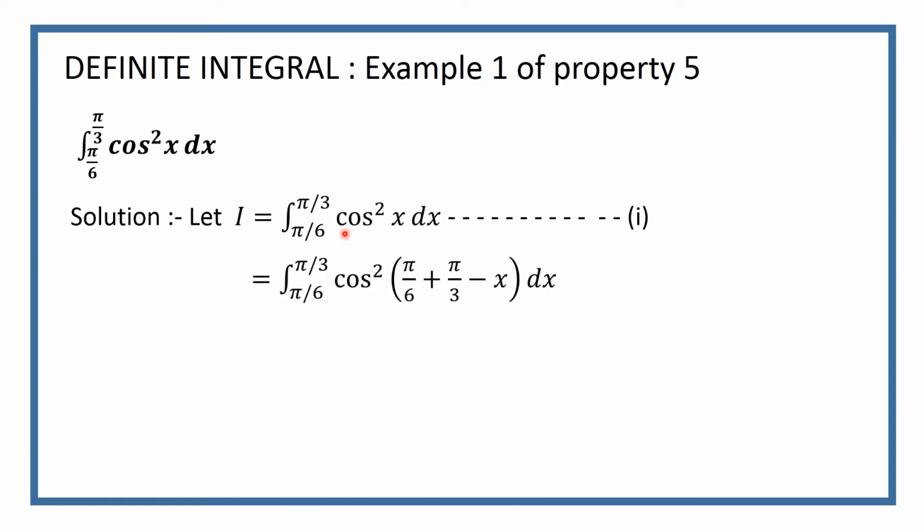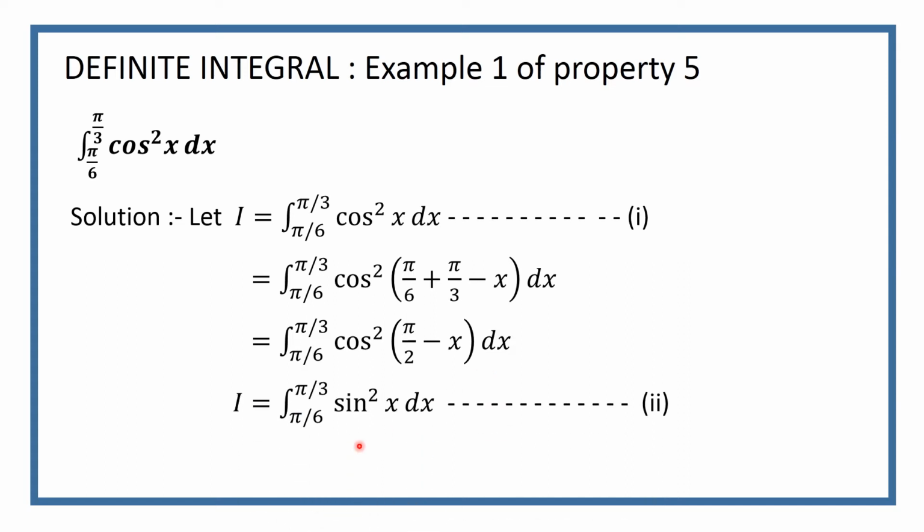So we can write this as integration pi by 6 to pi by 3 cos square of pi by 6 plus pi by 3 minus x dx. Afterwards, we can write this as integration pi by 6 to pi by 3 cos square pi by 2 minus x dx. Okay. What is cos square pi by 2 minus x? That is sine square x. So we can write this as sine square x, and we can give this equation as number 2.